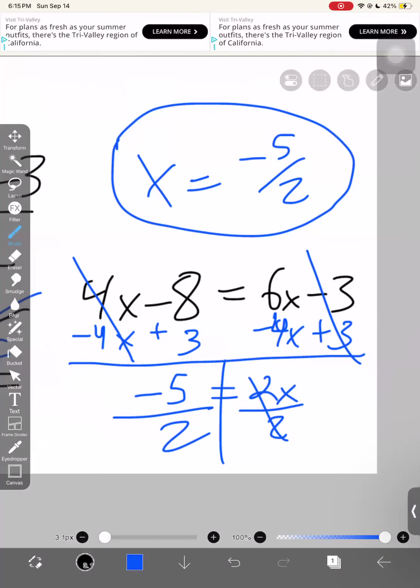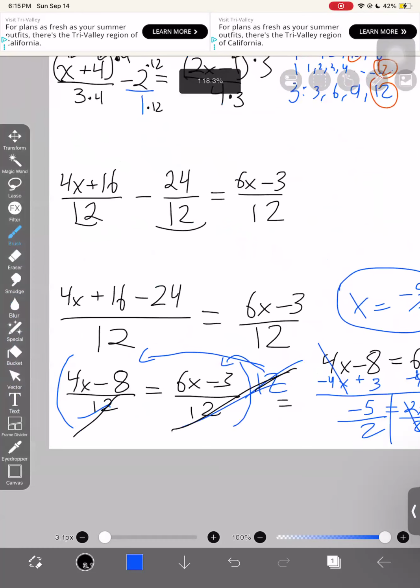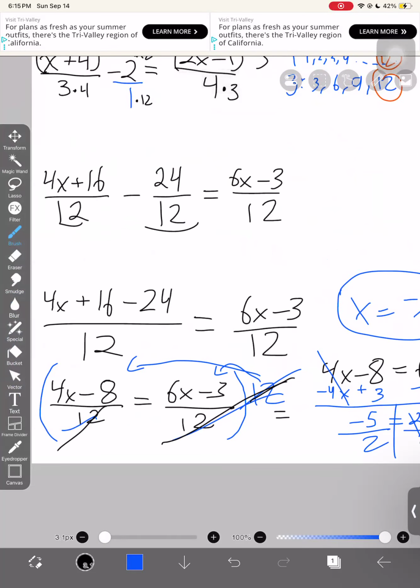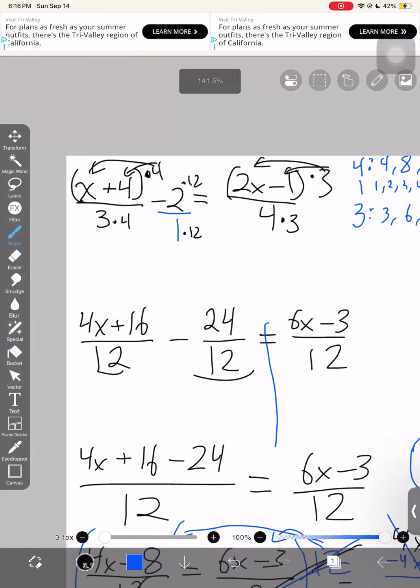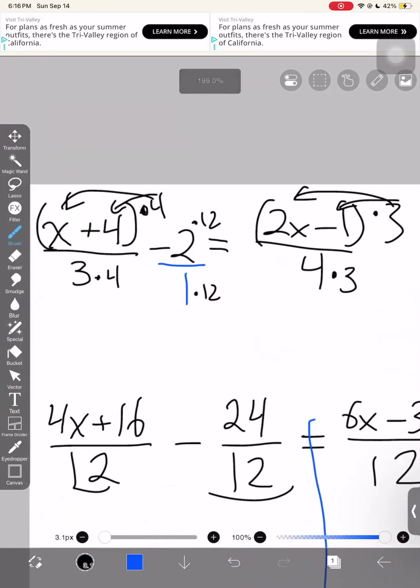To check our work, though, we would have to plug in x into our original equation, which should be right up here, our original equation.